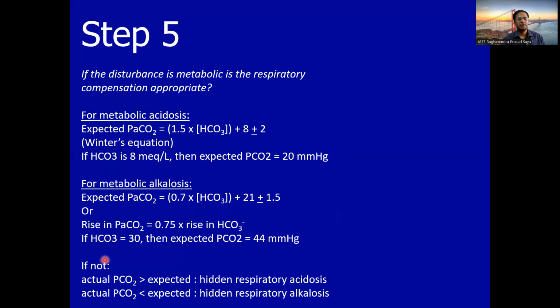So here, for example, if the bicarbonate is equal to 30, then expected PCO2 is equal to 0.7 into bicarbonate, that is 21, plus 21, that is 42, plus or minus 1.5, that is approximately equal to 44 millimeter of mercury. So by knowing this in this step 5, we know what is the expected compensation if the patient is having a primary metabolic disorder.